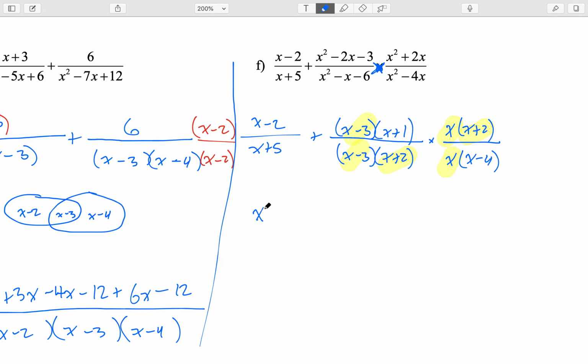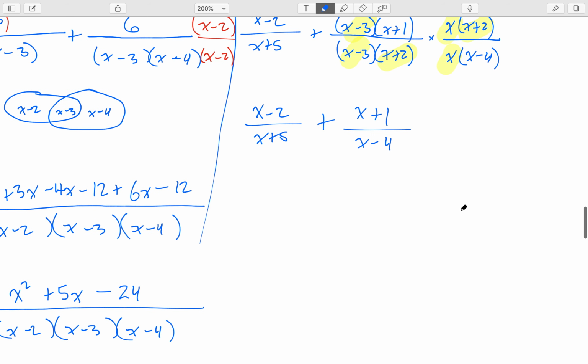So hang on, x minus 2 all over x plus 5. Hang on, shouldn't this be minus 2? No, no, no. This is a separate fraction. I'm simplifying in this one first. Plus, what am I left with? x plus 1 over x minus 4. That's all that's left. Okay, now, so it's one fraction plus another fraction.